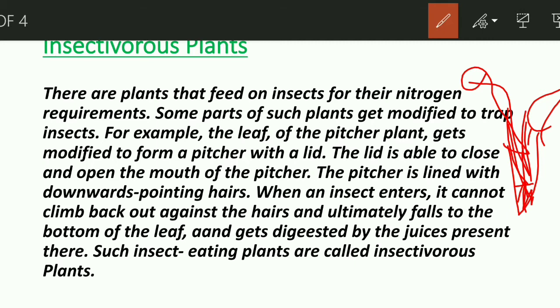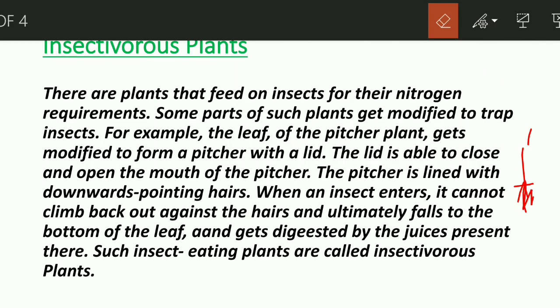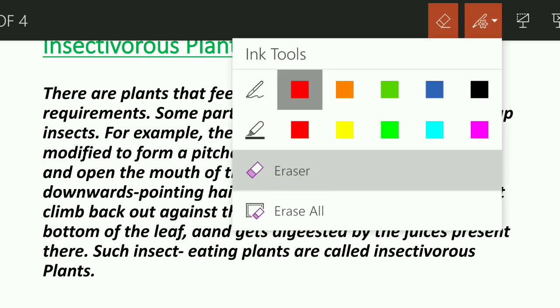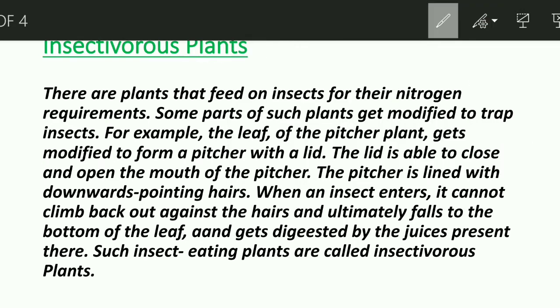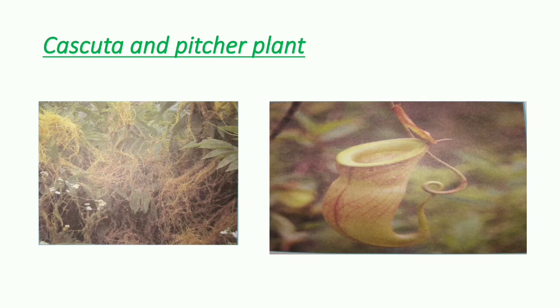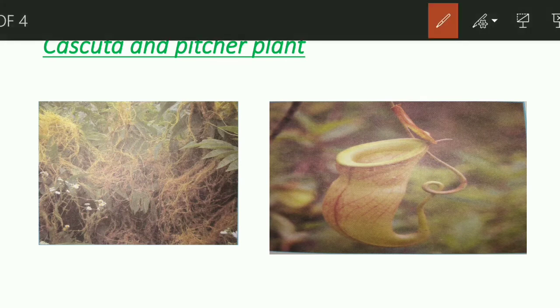Okay, so this was the concept of insectivorous plants. Now let's move on. I promised you that I will show you images of the cascota and the pitcher plant. So here this is the cascota. I said that it is a string-like structure which grows on plants. So here you can see that it is a plant and the cascota is growing on it.